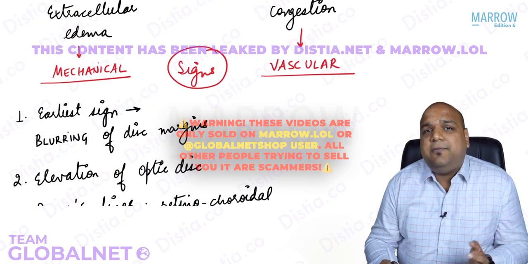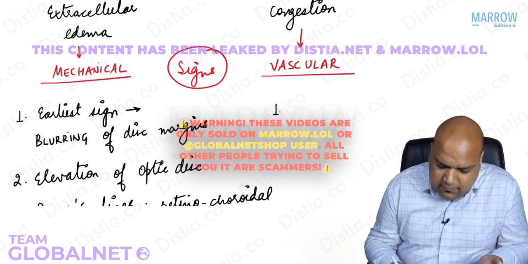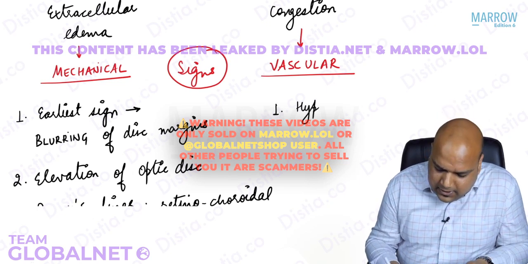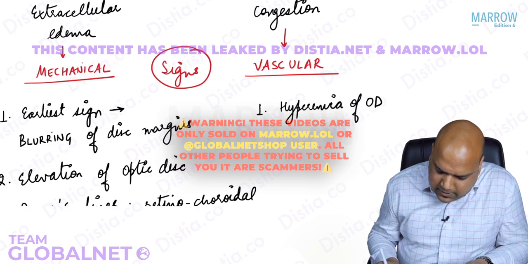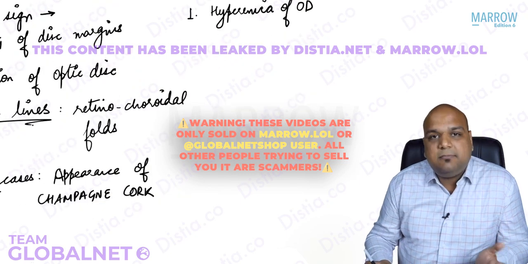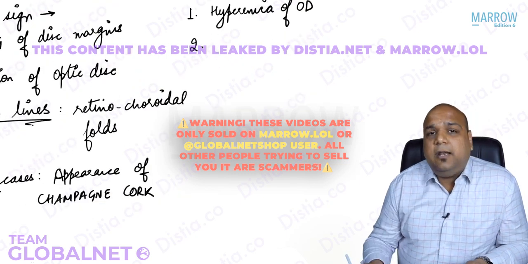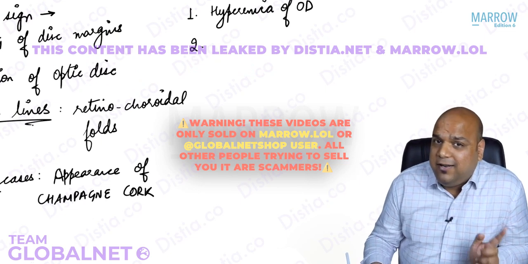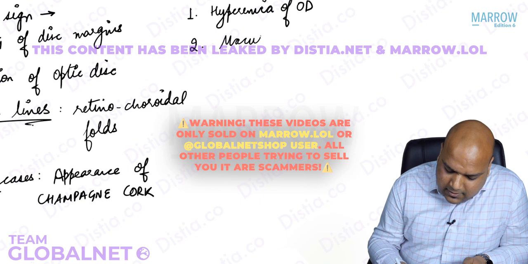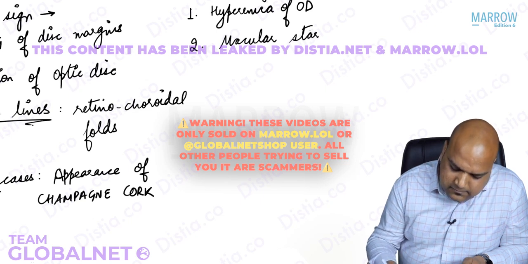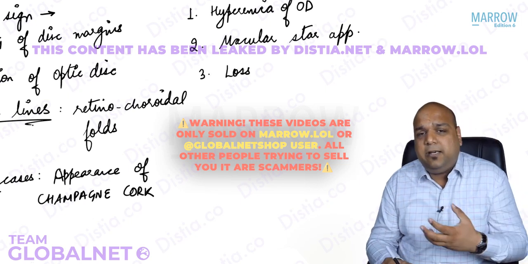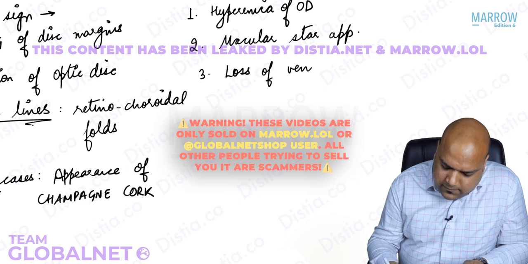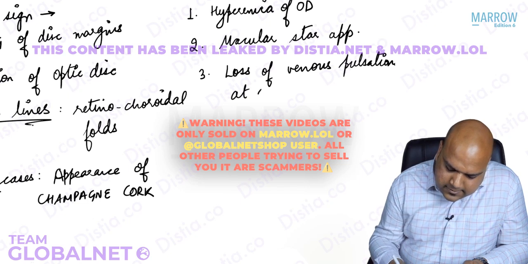Now, going back, everybody, what will be the vascular signs? Vascular signs are very easy, everybody. There will be congestion. Congestion will lead to what? Hyperemia of the disc. Hyperemia of the disc means the disc will appear more reddish, more orangish, everybody. Secondly, what can occur? We have already read it under the table. Macular star appearance. Thirdly, due to the excessive pressure being radiated back, there is loss of venous pulsations at the optic disc.